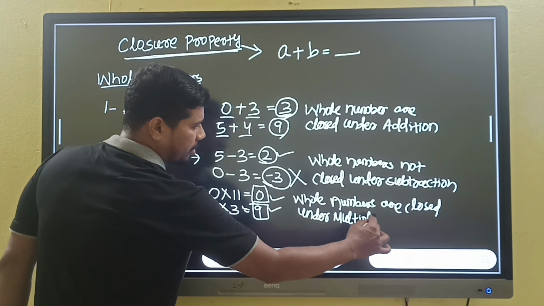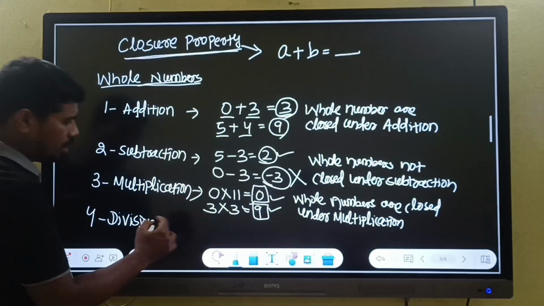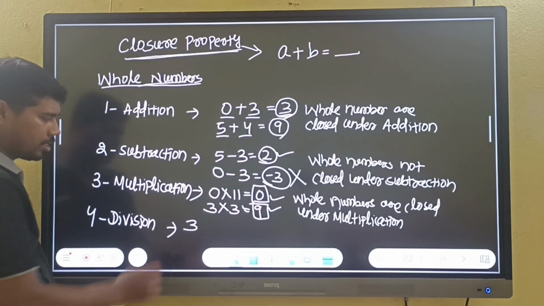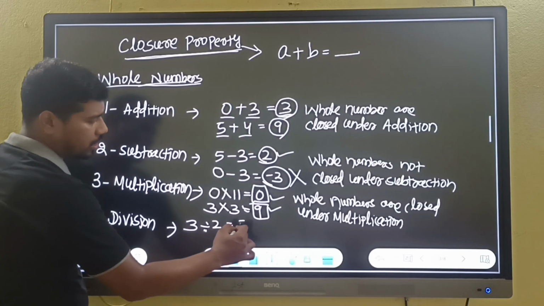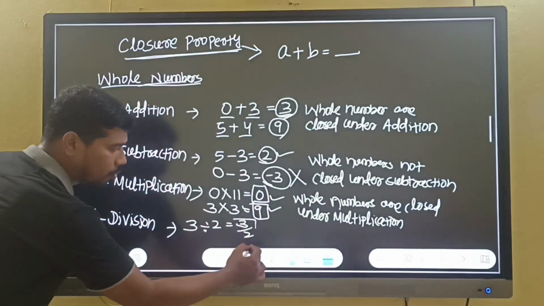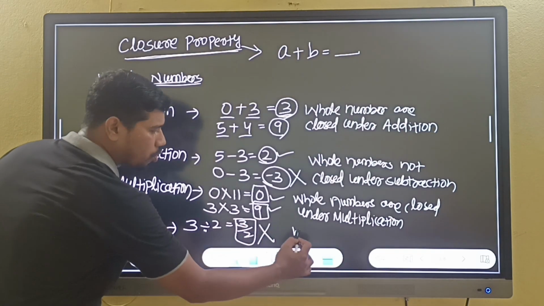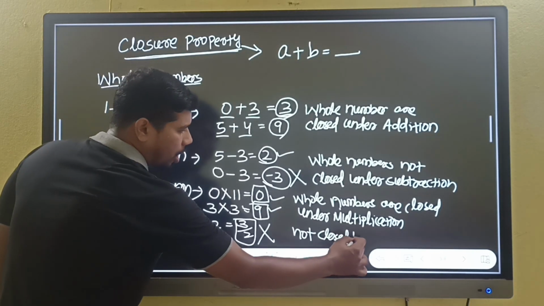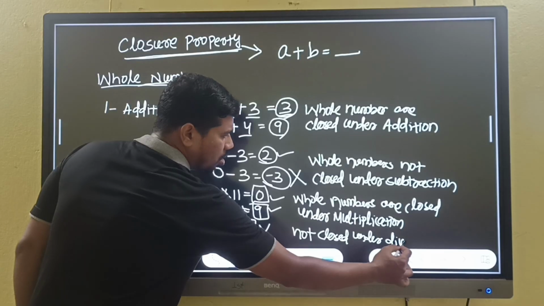Then the last one is division. We will check the same thing. Suppose 3 is a whole number. If we divide by 2, the result is 3 upon 2. So 3 upon 2 is a rational number. That is not a whole number. So it's not closed under division. So which ones satisfy that rule?